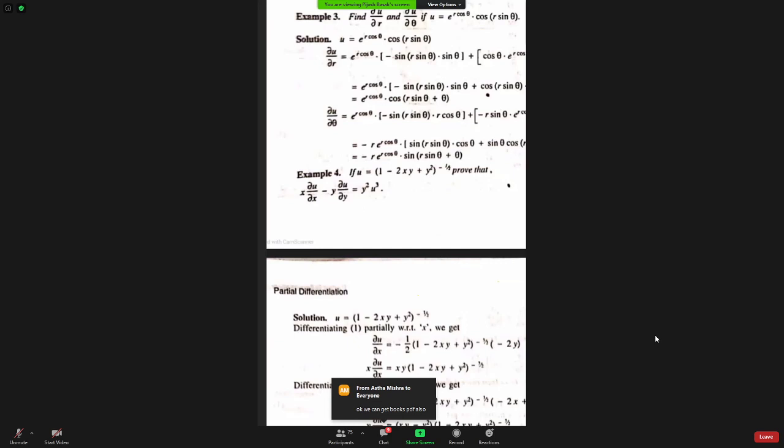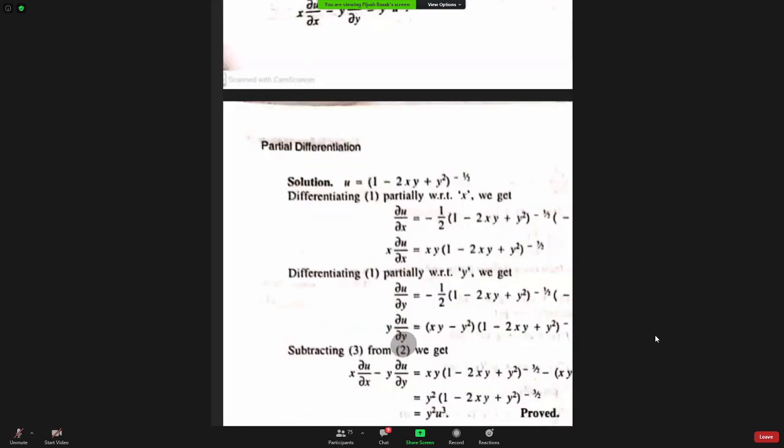Okay, if you get the book PDF, then it is okay. No problem. So this type, you can note it down. Example number 4: take the partial derivative and get the result, multiplying with it, because whatever you asked here is known to you. Now you find del u del x, then x del u del x, then del u del y, y del u del y, adding to get the result. These are all similar types of problems.